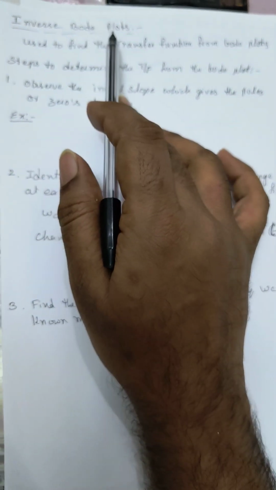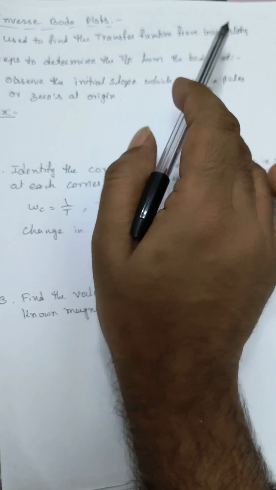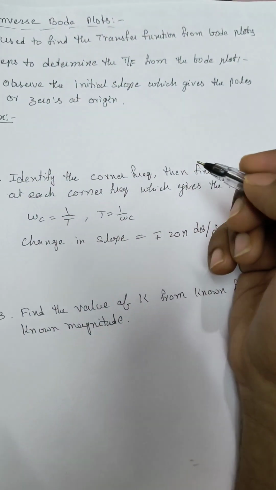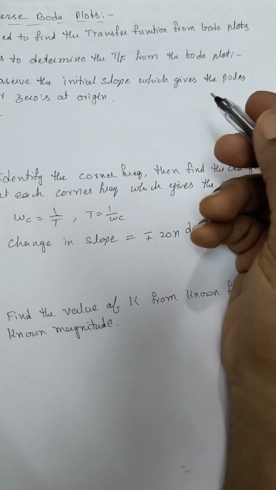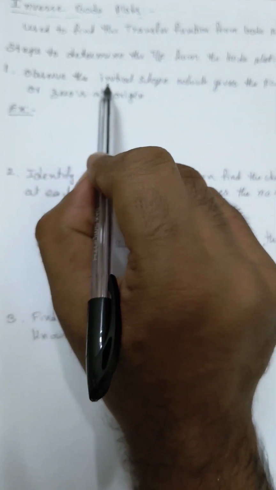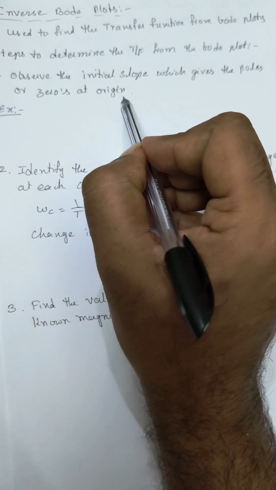The main use of inverse Bode plot is to find out the open loop transfer function from the Bode graph. So we'll see what are the steps involved in finding out the transfer function from the Bode plot. The steps are, first of all, we have to observe the initial slope, which will give you the poles and zeros at the origin.